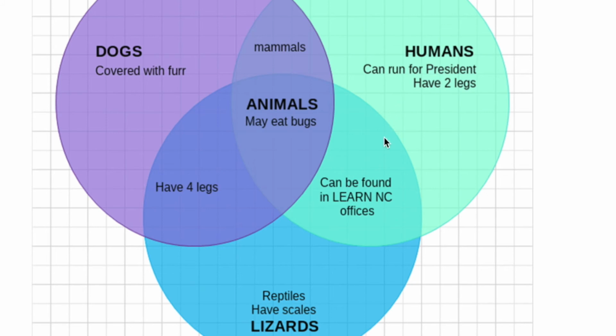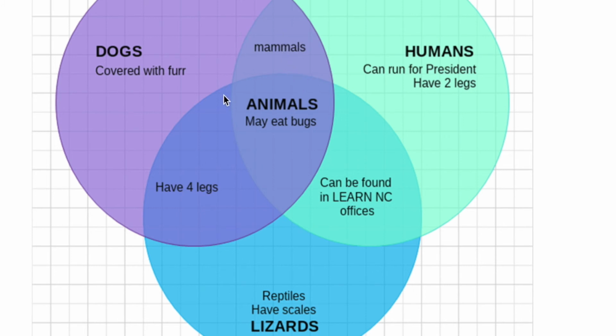Now, if you notice, there's an overlapping area for dogs and lizards, and that is they have 4 legs, because only those two have four legs. For humans and lizards, they can be found in Learn NC offices. Basically, they can be found in, let's say, science classrooms or anywhere as a way for experimentation. That's the similar thing about them. For dogs and humans, they are both mammals. That's why that's the overlapping area.